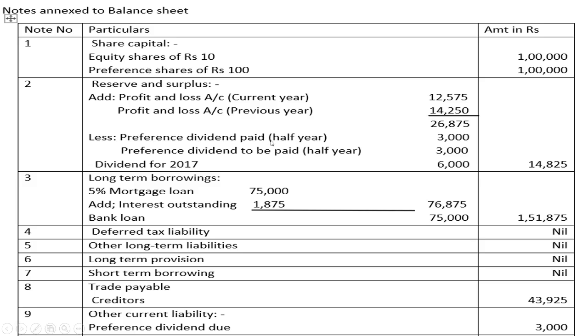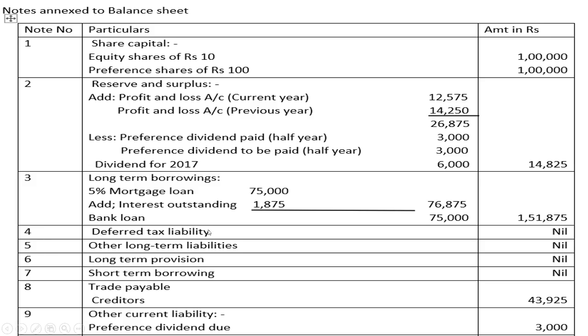From that, less preference dividend paid half yearly 3,000, preference dividend to be paid half year remaining outstanding 3,000, and preference dividend for 2017, that is 6,000. When we subtract these three in total, the remaining balance is 825 rupees. Similarly, note number 3, long term borrowings: 5% mortgage loan 75,000, add interest outstanding 1,875, that is 76,875, and bank loan 75,000. Total is 1,51,875.